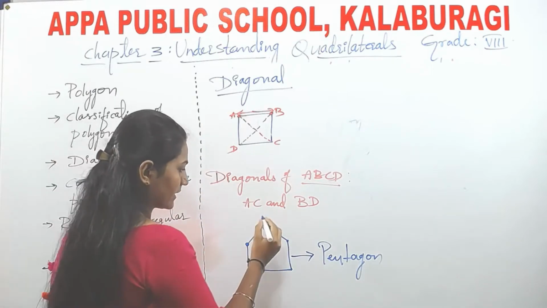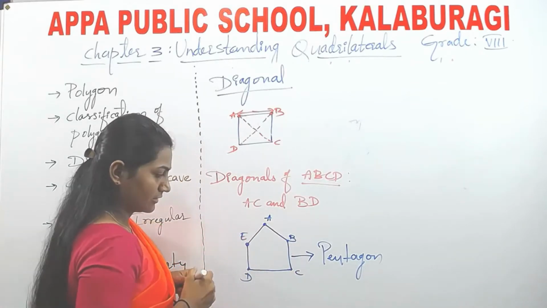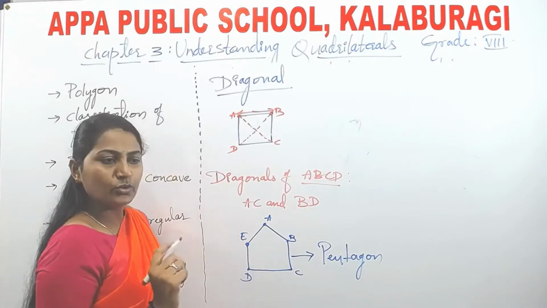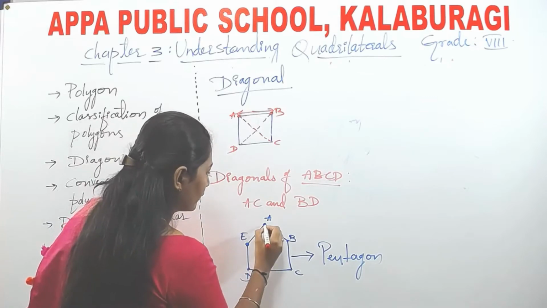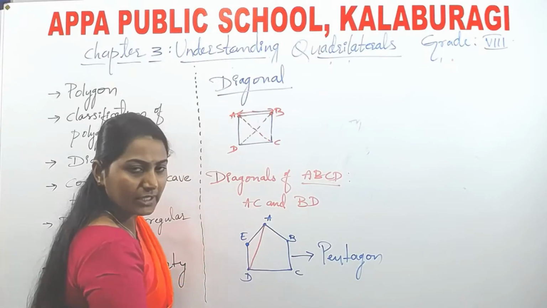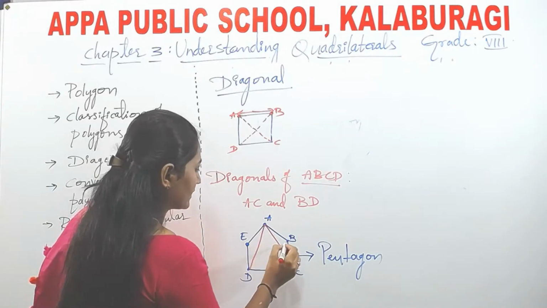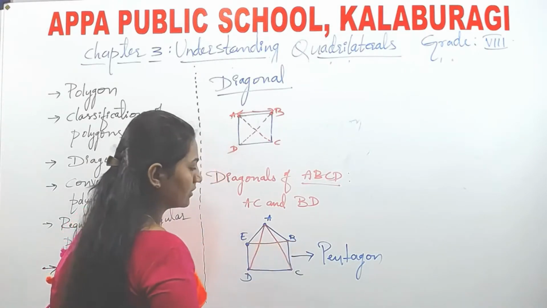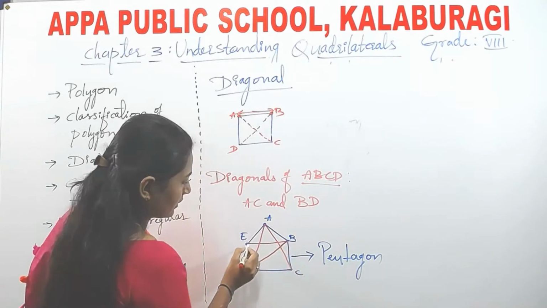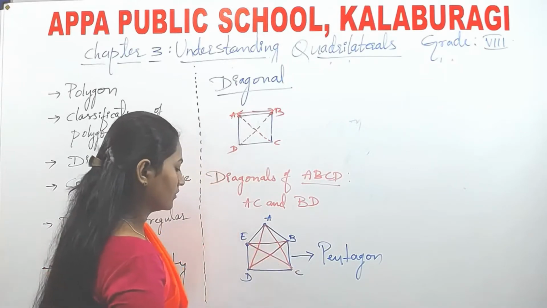Let me name the vertices A, B, C, D, E. The diagonal is a line segment connecting two non-consecutive vertices. The first diagonal would be from A. I'll draw from A to D as one diagonal and A to C as another. Next, from E to B is the third diagonal. This is the fourth one. And from E to C, or from C to E, is the fifth diagonal.